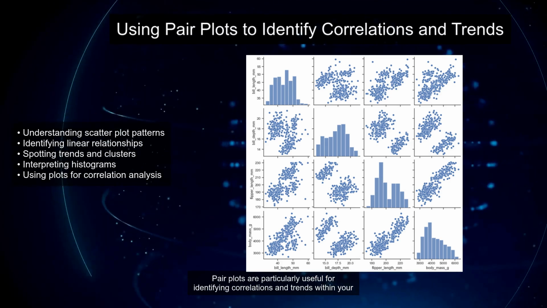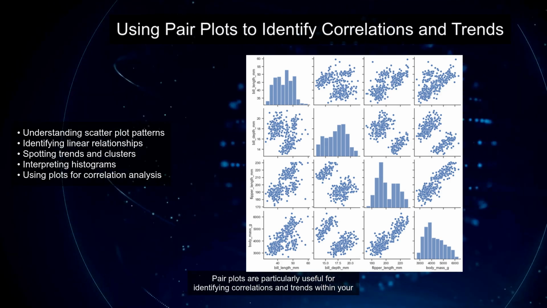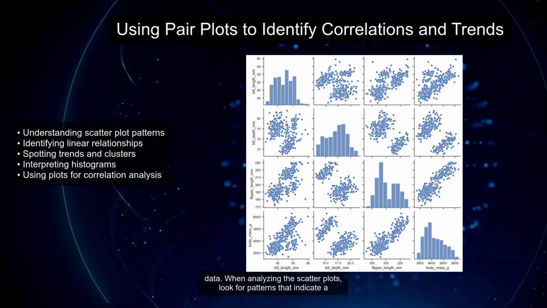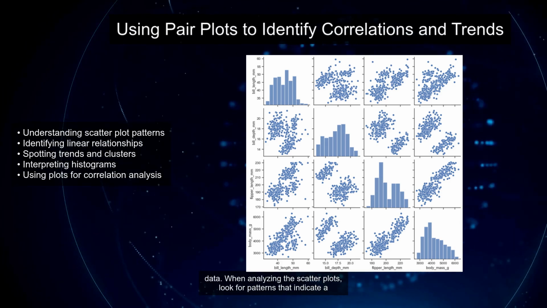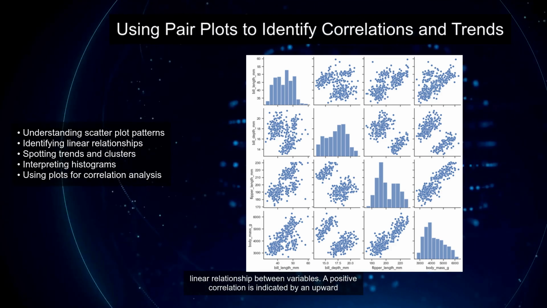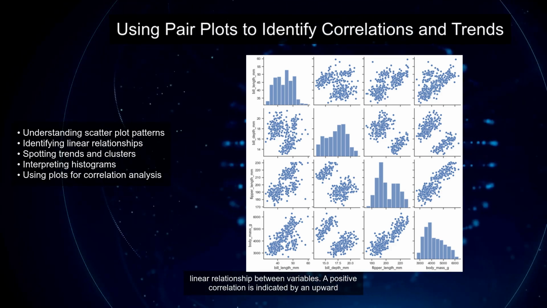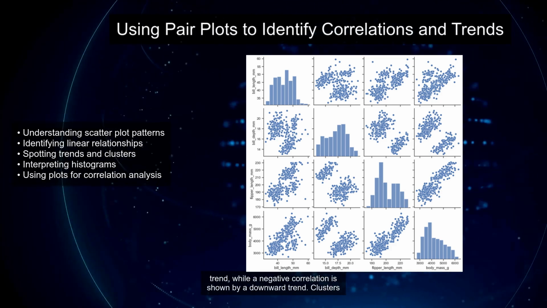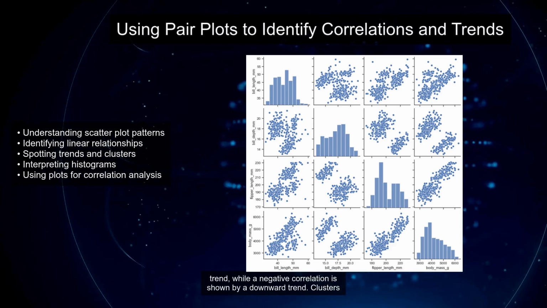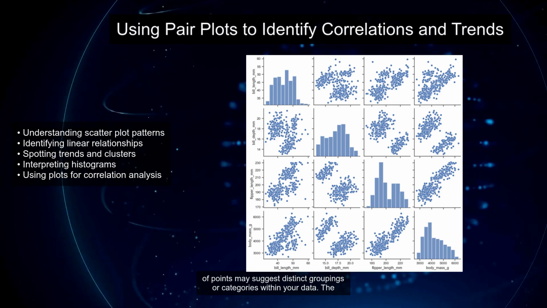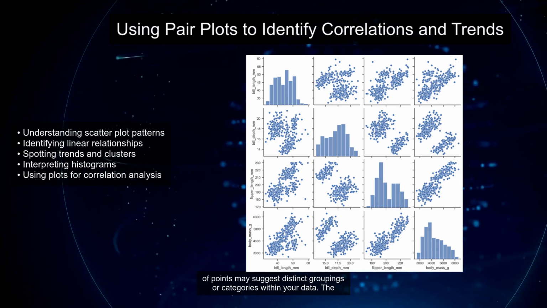Pair plots are particularly useful for identifying correlations and trends within your data. When analyzing the scatter plots, look for patterns that indicate a linear relationship between variables. A positive correlation is indicated by an upward trend, while a negative correlation is shown by a downward trend. Clusters of points may suggest distinct groupings or categories within your data.